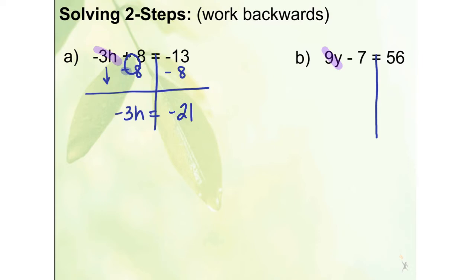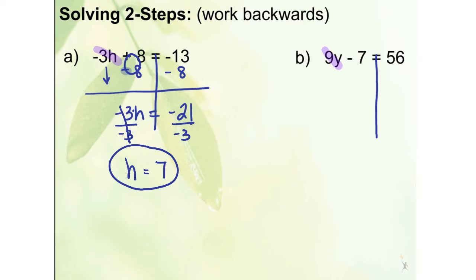Now again, that's not our final solution because what we have is the negative 3 that's being multiplied. So we have to separate those now. We're going to now divide by negative 3. Negative 3 divided by negative 3 is 1 or cancels out. Divide by negative 3 and H equals negative divided by a negative is a positive 7.